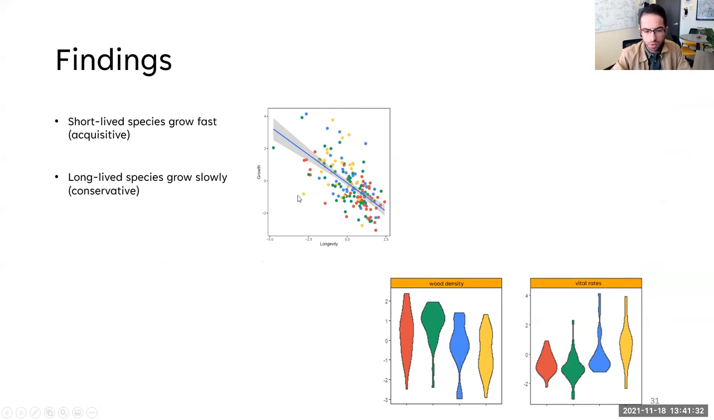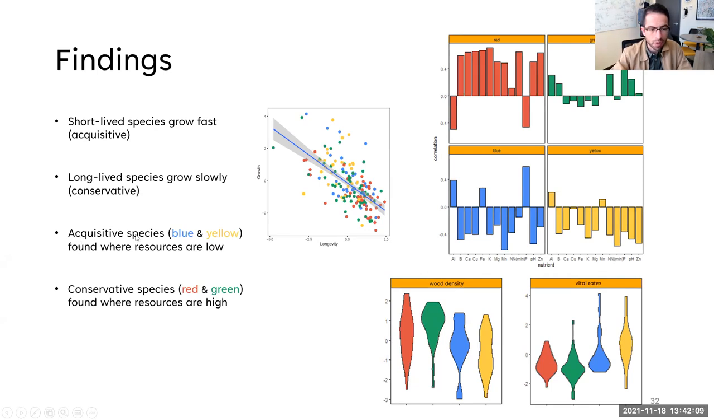Another thing is, if you focus on the traits that I was telling you about, longevity as represented by wood density, and growth as represented by vital rates, there's a clear trade-off between them. And the trade-off is not only across all of the species, but also if you color them by group, you see that the red and green, the high nutrient groups, are over on this side, and the blue and yellow are over on this side. So short-lived species grow fast, they're acquisitive. Long-lived species grow slowly, they are conservative. And the acquisitive and conservative species live in different areas in terms of nutrient availability. Namely, acquisitive species, the blue and yellow, are found where resources are low. And the conservative species, the red and green, are found where resources are high.